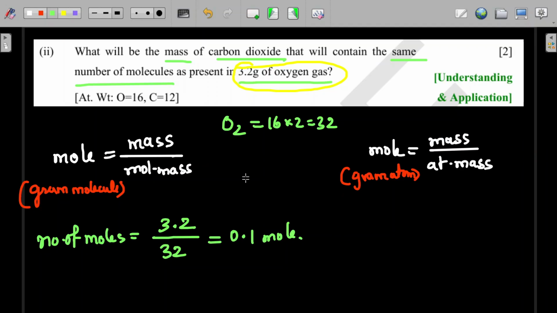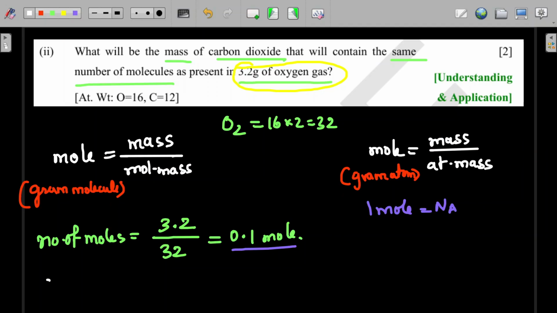Now, how many number of atoms are there in 0.1 mole? The same number of molecules will be there for carbon dioxide if carbon dioxide is also 0.1 mole, because we know 1 mole always has 6.023 times 10 to the power 23 particles. So if you take 1 mole of oxygen, the same number of molecules will be there in 1 mole of carbon dioxide. But actually oxygen is 0.1 mole here. Then you have to take 0.1 mole of CO2, which also contains the same number of molecules.